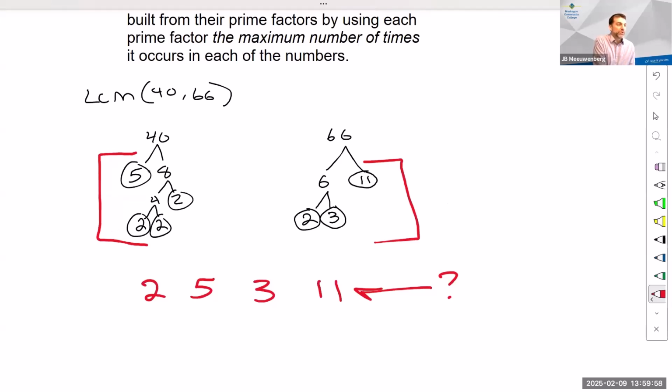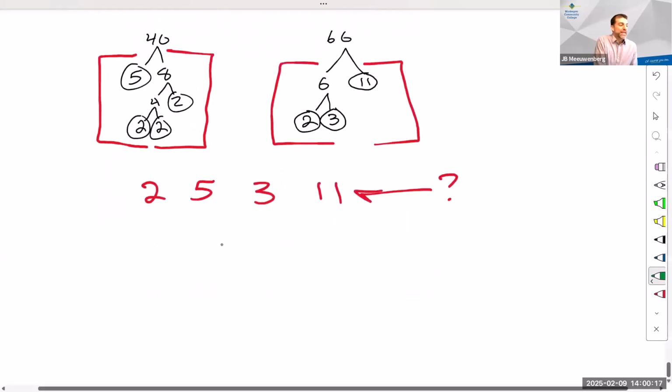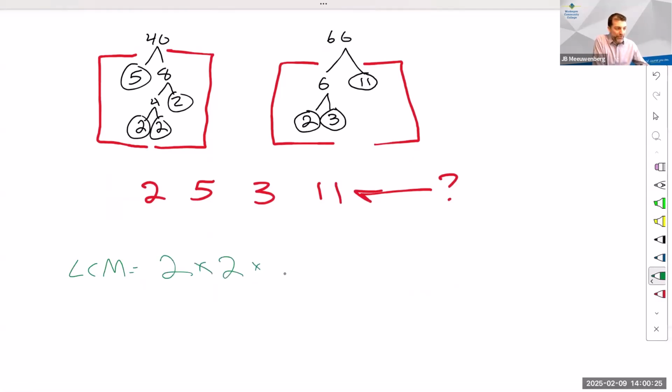So I look within the number 40. I'm just going to focus on this one to start. How many 2s were used there? 3. Okay. How many 2s were used in 66? Just 1. We're always going to go with the maximum, whatever the bigger number was. So in our least common multiple, we're going to start with three 2s. I said the number 3, but I wrote that I wanted a 2. There we go. Three 2s, because it's the maximum number in any individual number that we're working with.